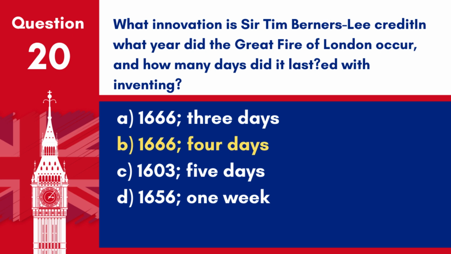Answer B. 1666, 4 days. The Great Fire of London occurred in 1666 and lasted for 4 days.